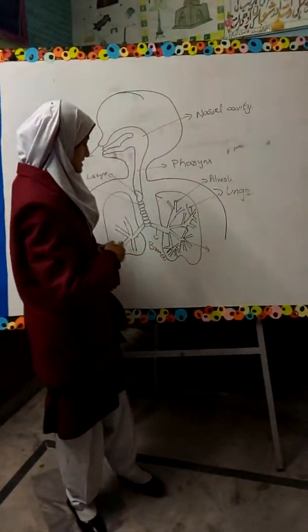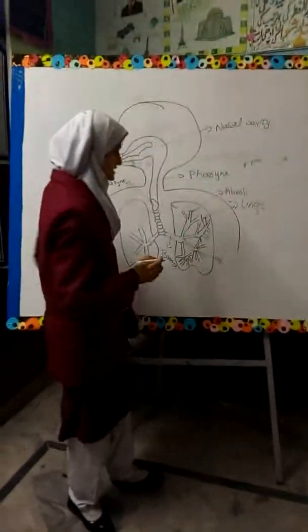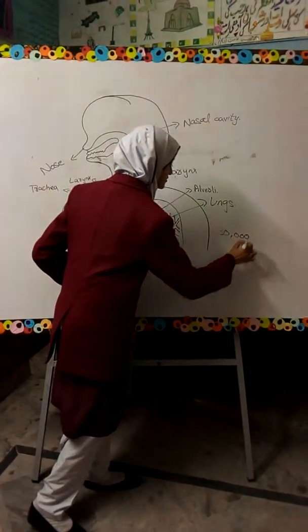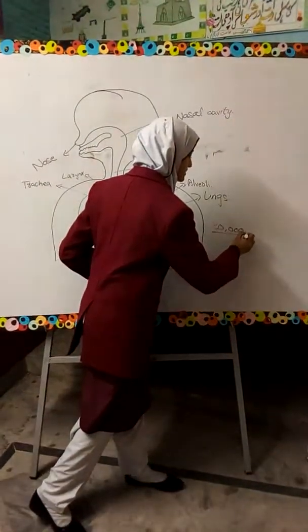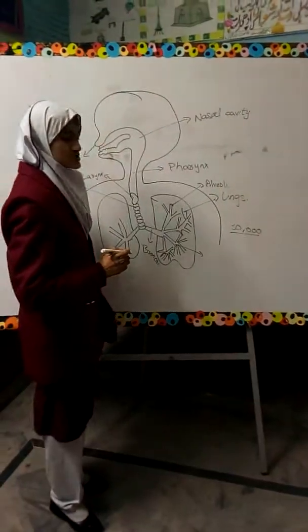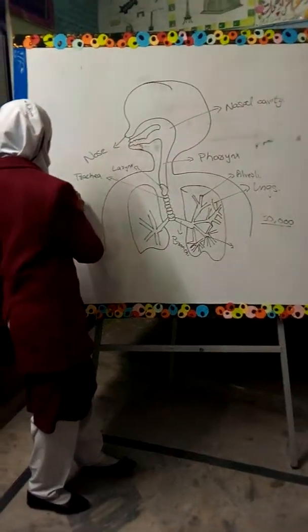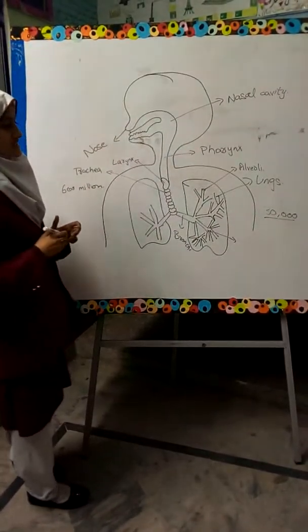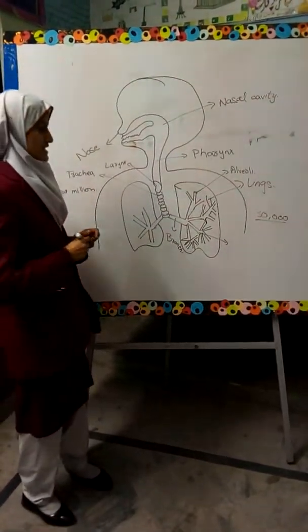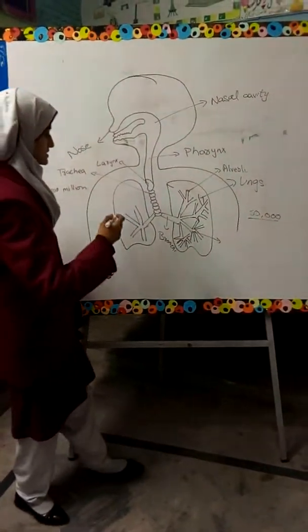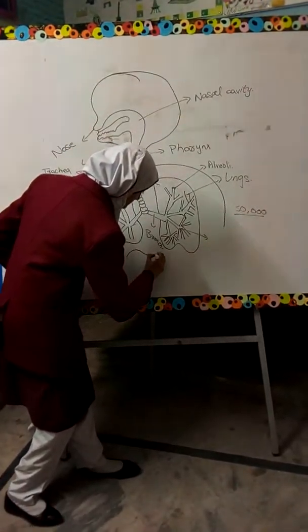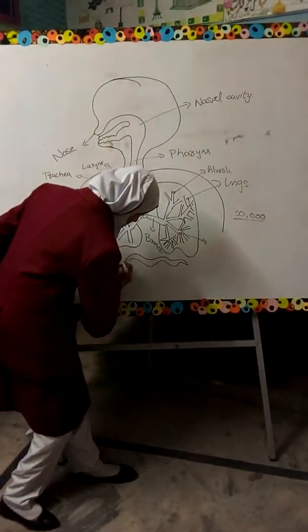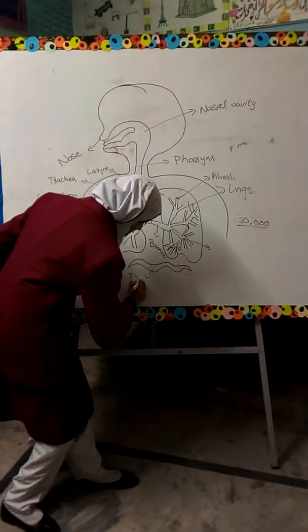In our lungs, in only one lung, there are 30,000 bronchioles, and almost 600 million alveoli are present in each lung, and there is a small structure which is called the diaphragm.